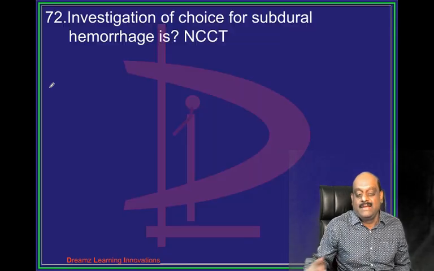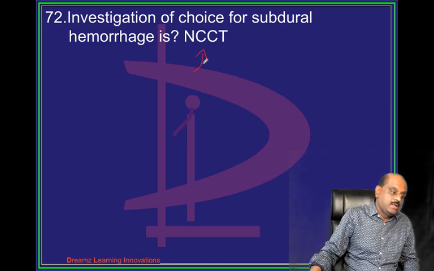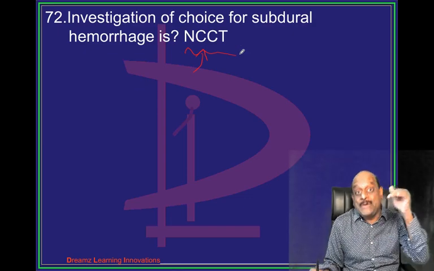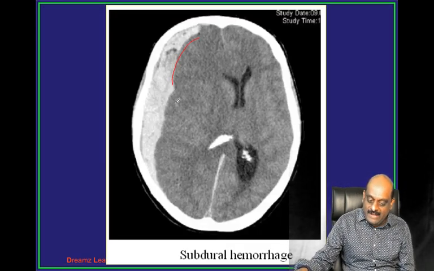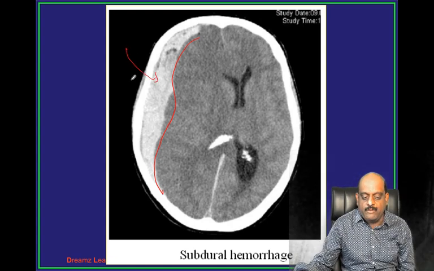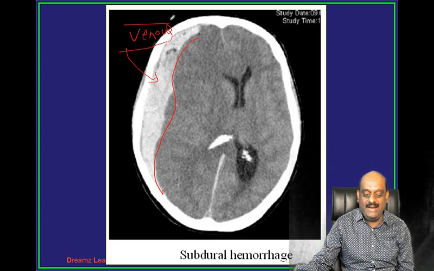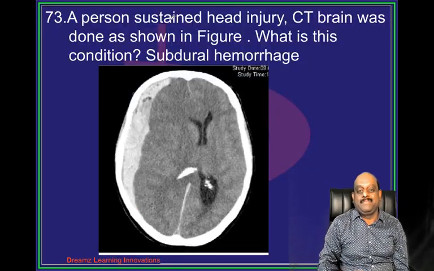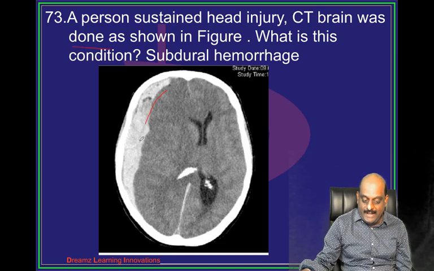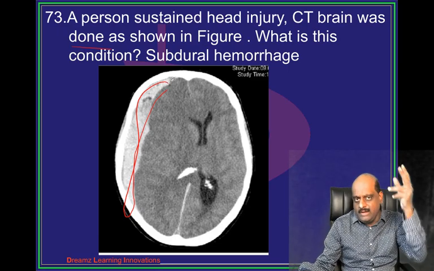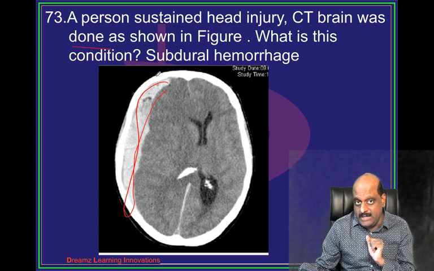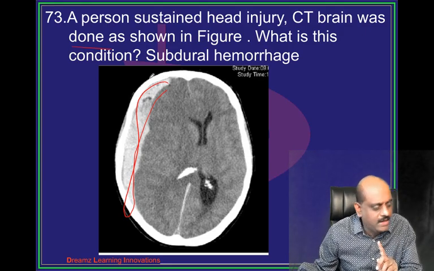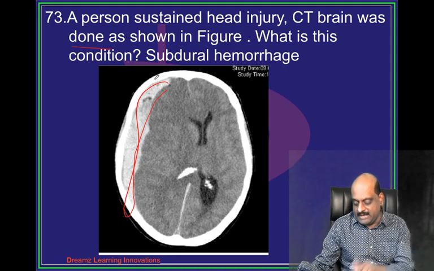So that's the point. What is the investigation of choice to detect subdural hemorrhage, doctor? It is the non-contrast CT, not contrast CT. This is what type of bleed, doctor? It is a venous bleeding. Often it presents like a dementia if it is a chronic venous bleed. A person sustained head injury, CT brain was shown, and tomorrow the examiner will give you either extradural, subdural, subarachnoid hemorrhage, or dural sinus venous thrombus. One of these four, if it is not in the NEET PG paper, then my name is not Murali Bharadwaj. Okay?